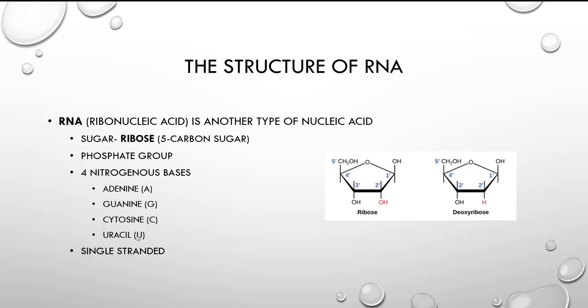And then the final thing that's different between DNA and RNA is that RNA is single-stranded, so it doesn't form a double helix like our DNA. It's never double-stranded like DNA. It's always just one single strand.